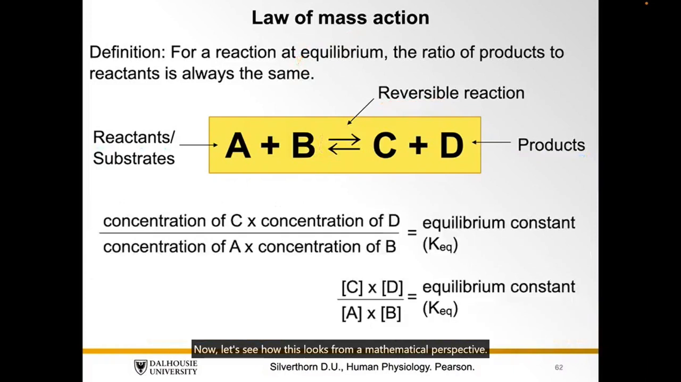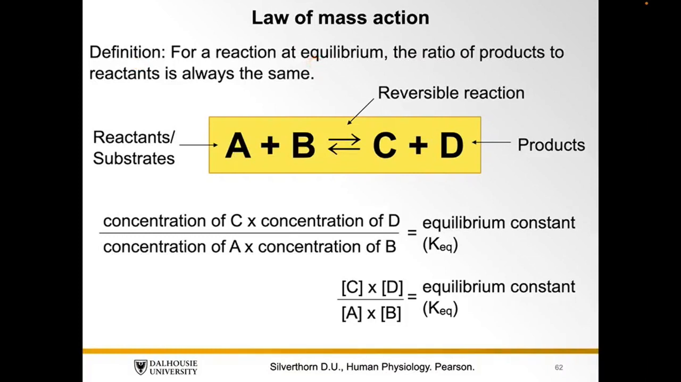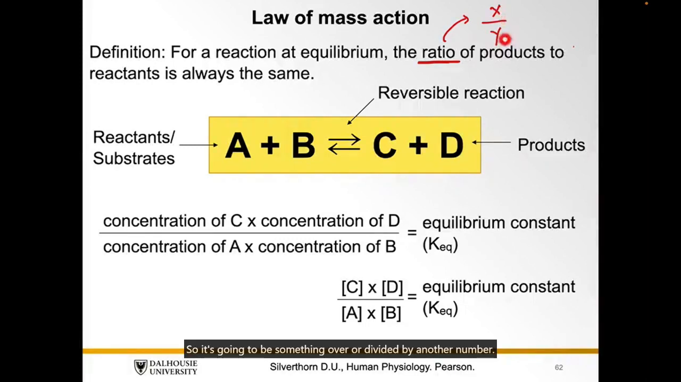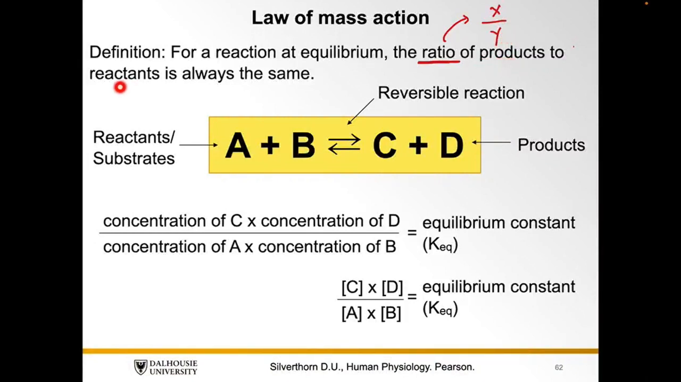Now, let's see how this looks from a mathematical perspective. So let's first go back to the definition. For a reaction at equilibrium, the ratio of the products to reactants is always the same. Remember that when you see the word ratio, it always means a division. So it's going to be something over or divided by another number. So the ratio of the products to the reactants is constant, or is always the same.